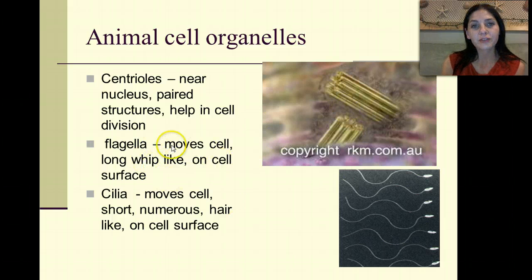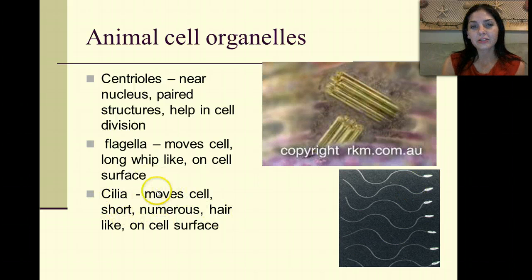They also have flagella. Flagella moves the cell, and these are long whip-like structures on the cell surface. You could see flagella over here on these little sperm cells. So we have our little army of sperm with their flagellum. The flagellum, again, are these whip-like structures that help with movement. In this case, the movement of the flagella is propelling that little squiggly sperm to an egg, or at least it's hoping to get to an egg to fertilize it.